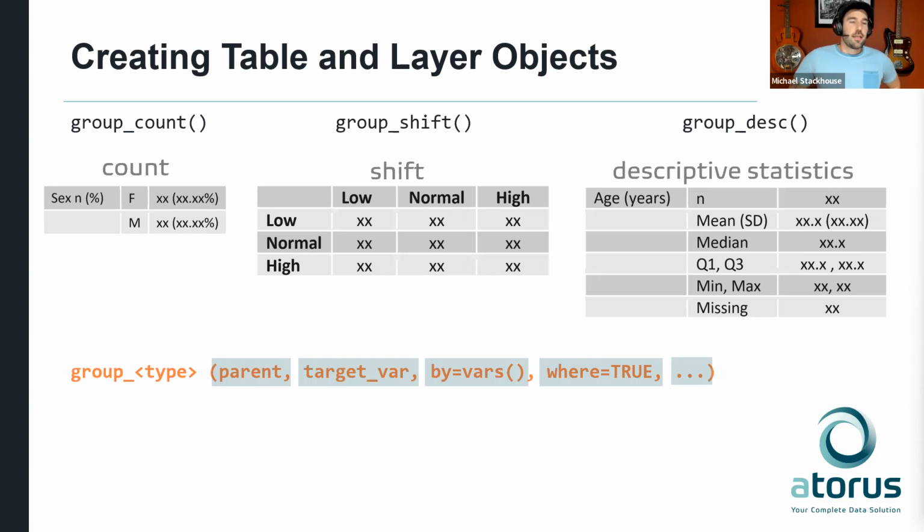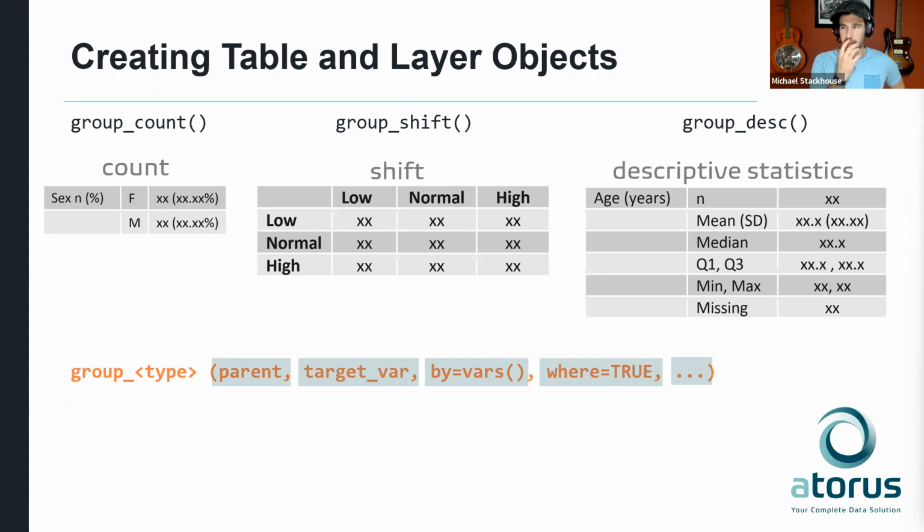So with layers, we wanted all of this to have a very similar API. There are 3 different types of tplyr layers that you can create: count layers, shift layers, and descriptive statistics layers. All of these have the same API when you are declaring the layer itself, in the functions group_count, group_shift, and group_desc. Those are the 3 functions, and the parameters for all of them are the same. So the parent is going to be the tplyr table itself.